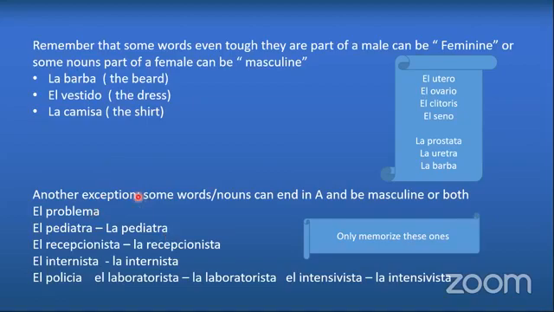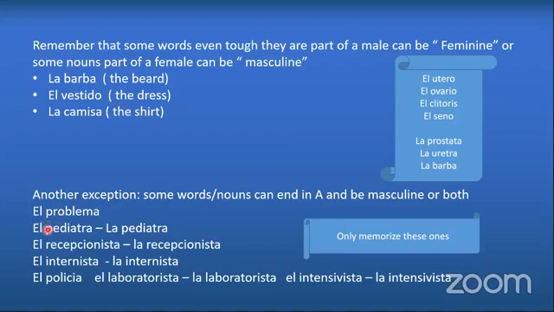Another exception here. Some nouns can end in A, and you are going to say, I got it. This is going to be a grammatically feminine noun, but not. It's going to be masculine, or can be masculine and feminine at the same time. These are exceptions. So sometimes we just have to memorize these ones. Let's talk about here, the problem. El problema, the problem, ends in A, and you will say, I'm going to put la problema, but not. In this case, it's masculine. You have to say el problema.